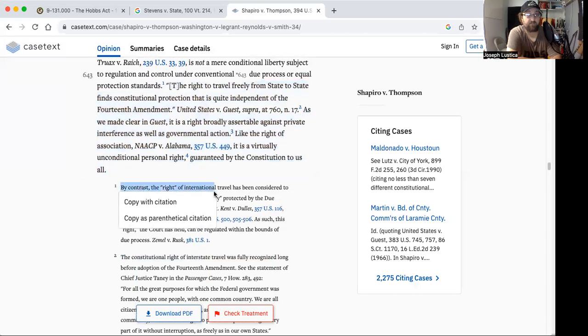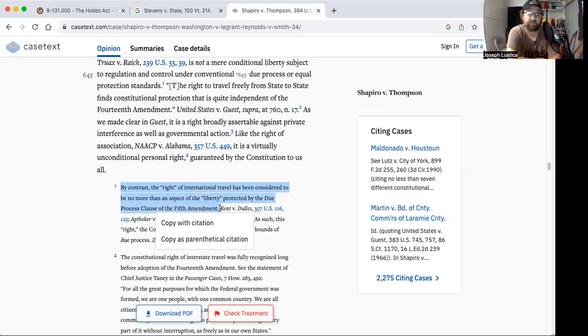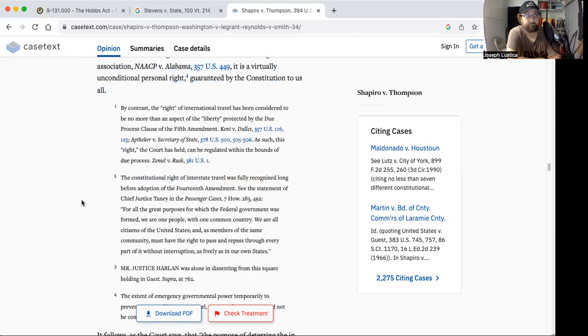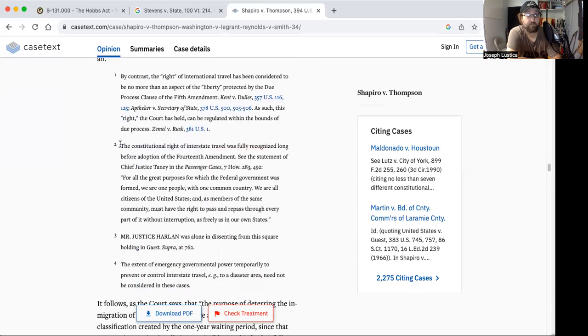It is a virtually unconditional personal right guaranteed by the Constitution to us all. By contrast, the right of international travel is considered to be no more than an aspect of the liberty protected by the Due Process Clause of the Fifth Amendment. The constitutional right of interstate travel was fully recognized long before the adoption of the 14th Amendment. For all the great purposes for which the federal government was formed, we are one people with one common country. Yeah, I've read that earlier, but you get that.